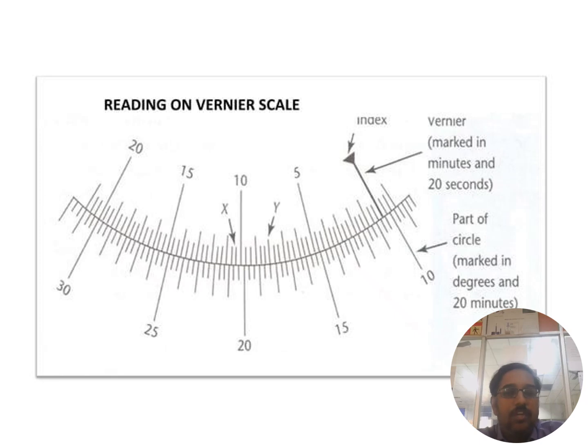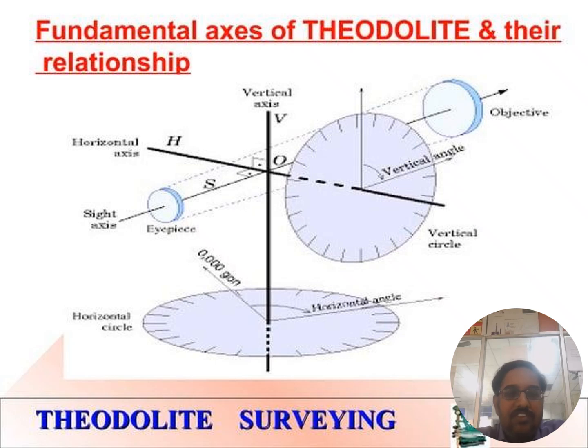How are the readings to be taken on the vernier scale? The first scale will be the index, and the second part will be the part of the circle that is marked in degrees from 0 to 360 degrees. And we have an upper scale, and we have another vernier scale. We have two types of vernier scale. One gives the angles at the bottom of the scale, and the top of the scale is used for giving the values of degrees and seconds. And this is the fundamental axis.